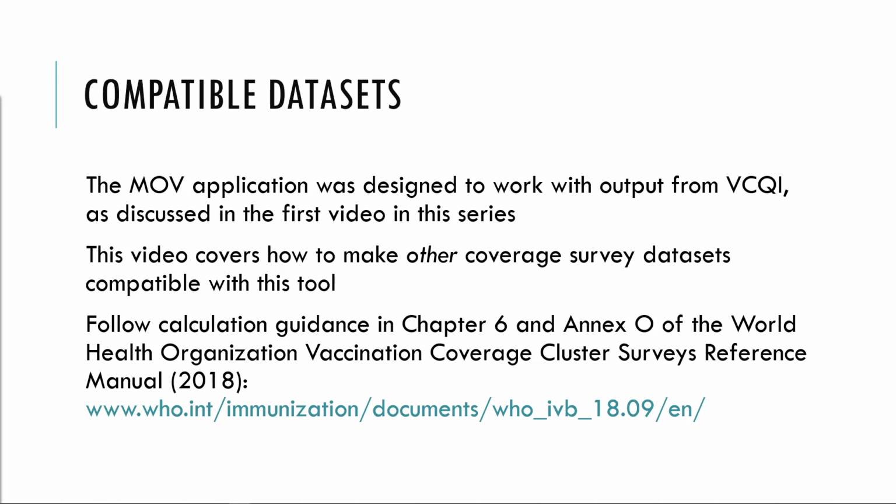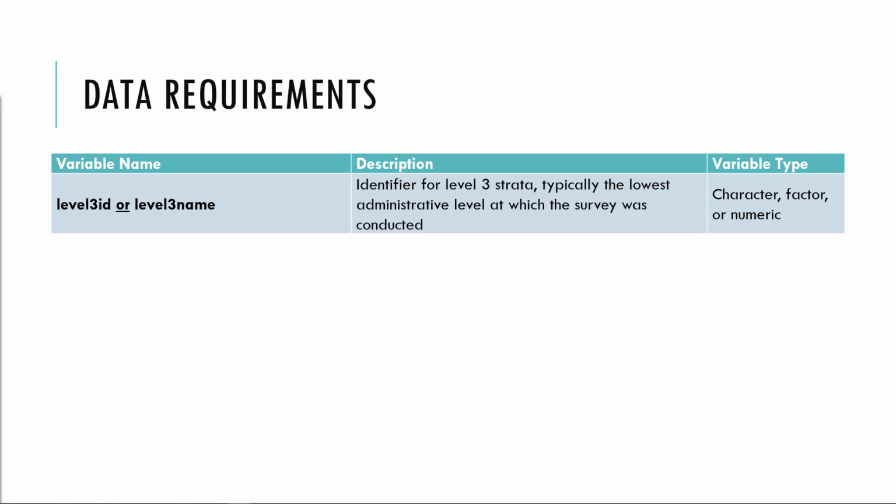For a dataset to be compatible with this application, it should have one row per respondent, and the application also looks for variables with specific names in order to summarize outcomes. The first of those required variables is an identifier of Level 3 strata, which can be called either Level 3 ID or Level 3 name. Level 3 strata are typically the lowest administrative level at which survey results are designed to be representative. So Level 3 could be health districts or cantons or states or some other geographic division, depending on the survey. We talked about geographic strata and the level variables in VIQI in the first video in this series if you'd like more information.